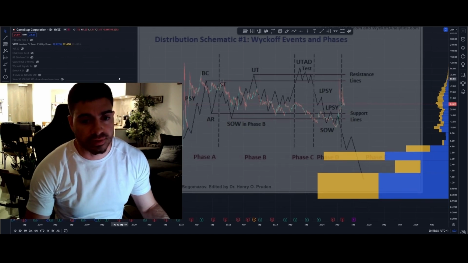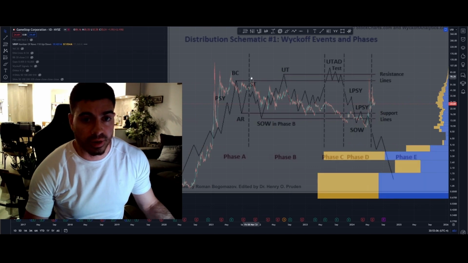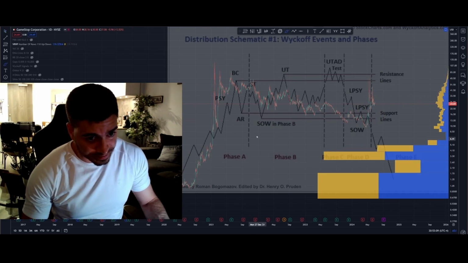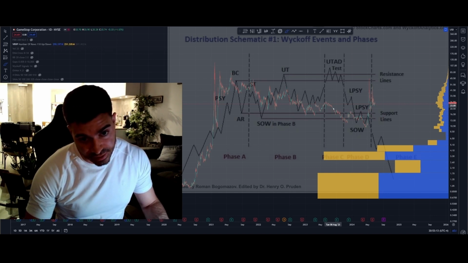And it fits just so perfectly. And now you guys can see the entire schematic and how it works, going all the way down from each phase, right? A into B. The UTAD was snubbed, right?